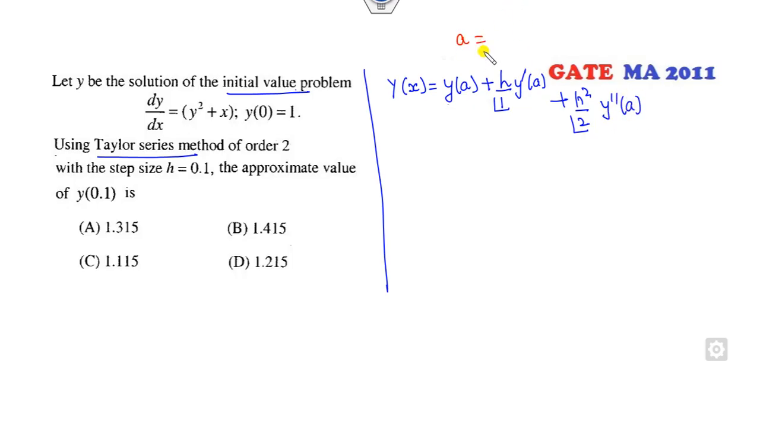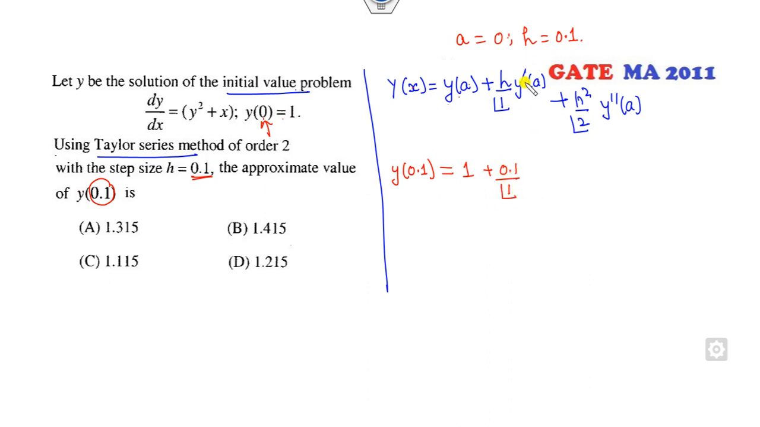What is my A? Initial condition 0. What is the h? The difference between 0 and here. Fine. Now what is our x? I need to find the value at 0.1. So what is the y of 0? Y of 0 is 1. H is my 0.1 over.